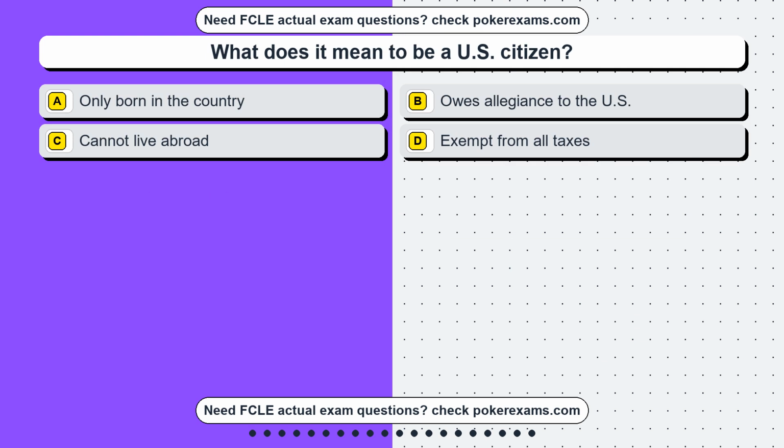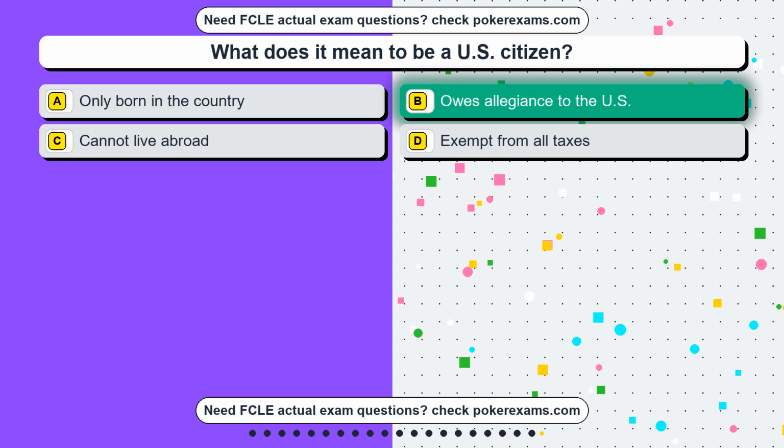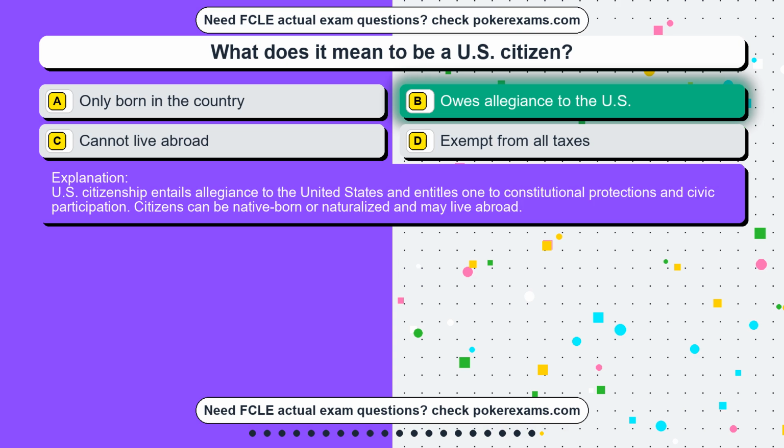Question 15. What does it mean to be a U.S. citizen? Option A. Only born in the country. Option B. Owes allegiance to the U.S. Option C. Cannot live abroad. Option D. Exempt from all taxes. The correct answer is option B. Owes allegiance to the U.S. U.S. citizenship entails allegiance to the United States and entitles one to constitutional protections and civic participation. Citizens can be native-born or naturalized and may live abroad.